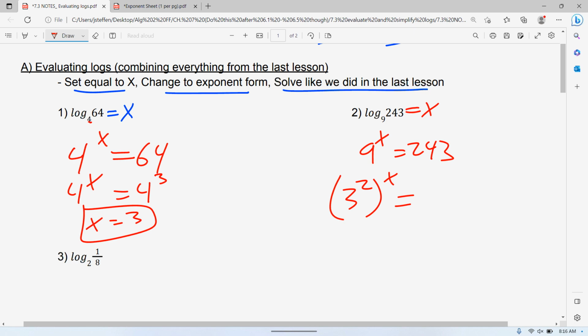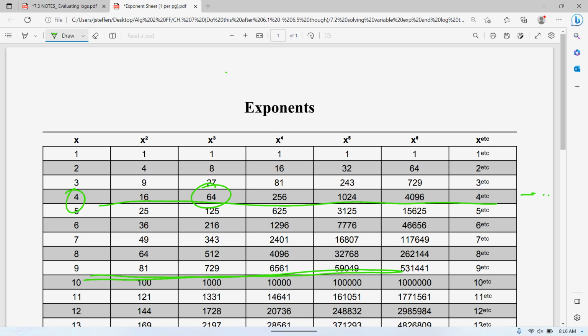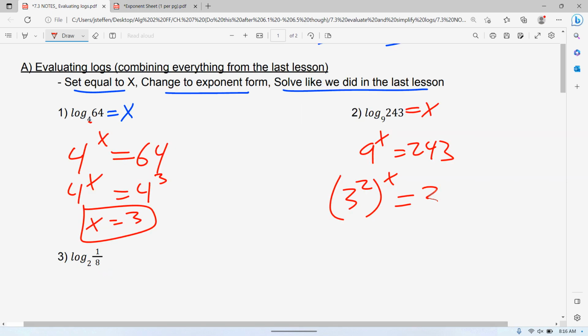Now that I know that 9 has to have a base of 3, because that's the only option, then see if 3 to some power gives 243. So it's right here. So I know 3 to the 5th is 243. So I can change that to 3 to the 5th. So now when you solve that, that's 3 raised to the 2x is equal to 3 to the 5th. Now the bases are the same.